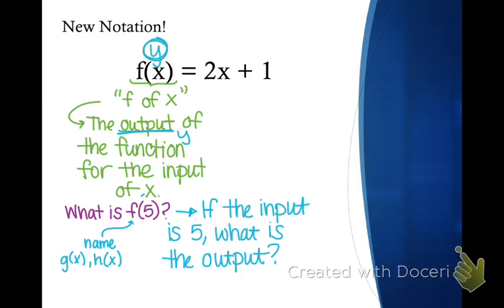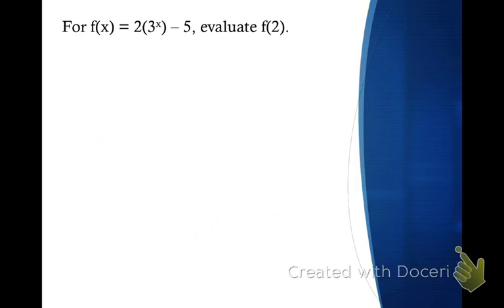So let's look at an example of that. Okay. So here's a problem. For f of x, in this case, f of x is equal to 2 times 3 to the x power minus 5. We want to evaluate f of 2. Again, that's just saying, if 2 is the input, what is the output? We're just going to substitute a 2 there. So what I'm going to do is just rewrite this equation, and instead of x, I'm going to put in 2. 2 times 3 to the second power minus 5.